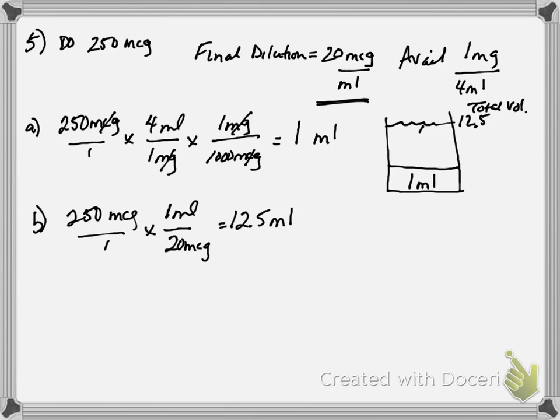Now I need to calculate what is the amount of water or diluent I need to add to get to that 12.5 total volume. So I'm going to take the 12.5 mLs minus the 1 ml, and that will give me 11.5 mLs. So I would add 11.5 mLs of diluent to achieve the total volume.